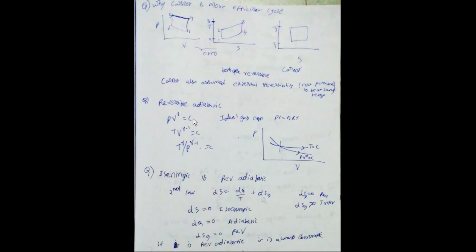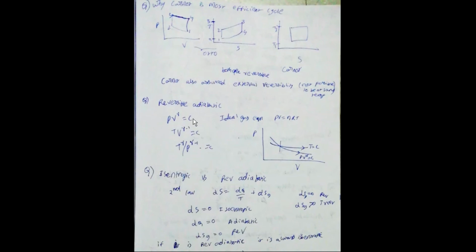Reversible adiabatic: PV power gamma is equal to constant. Ideal gas equation: PV is equal to nRT. TV power gamma minus 1 is equal to constant. T power gamma by P power gamma minus 1 is equal to constant. On the PV diagram, PV power gamma is equal to C, T is equal to C.